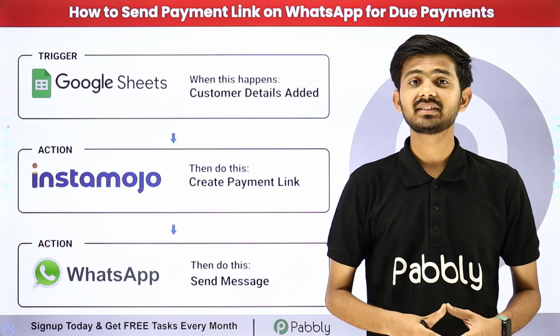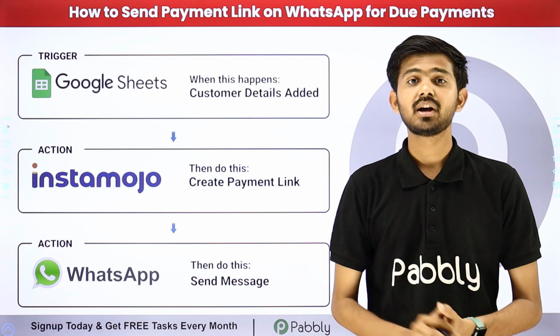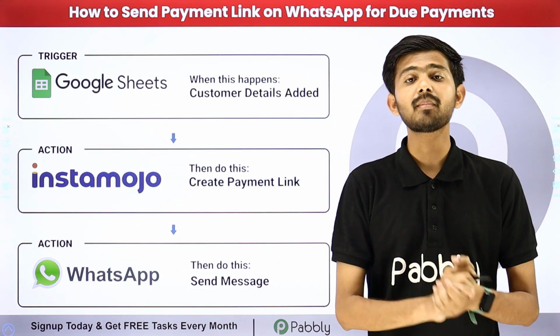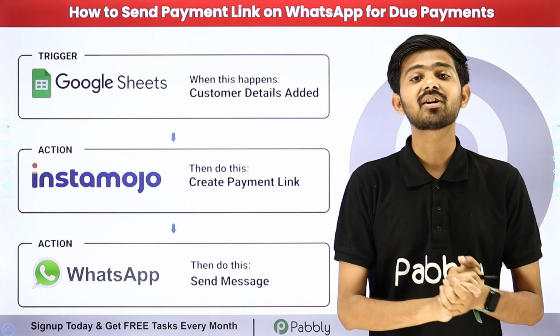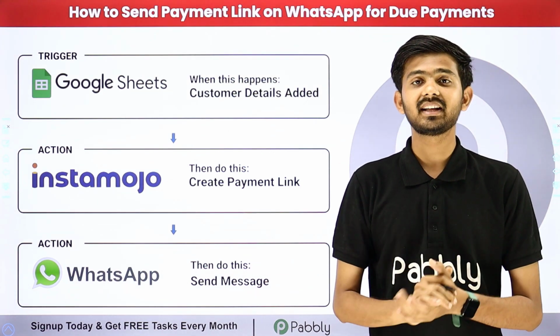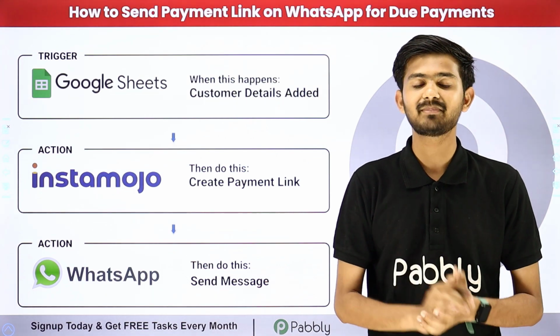So here my objective is that in my Google Sheet, I have the database of my customers that have due payments. Every time I add new details of a customer that has due payments, I'm going to automatically capture those details and use them for creating a payment link by using Instamojo. After creating this payment link, I'm going to send an automated WhatsApp message to that customer with that payment link.